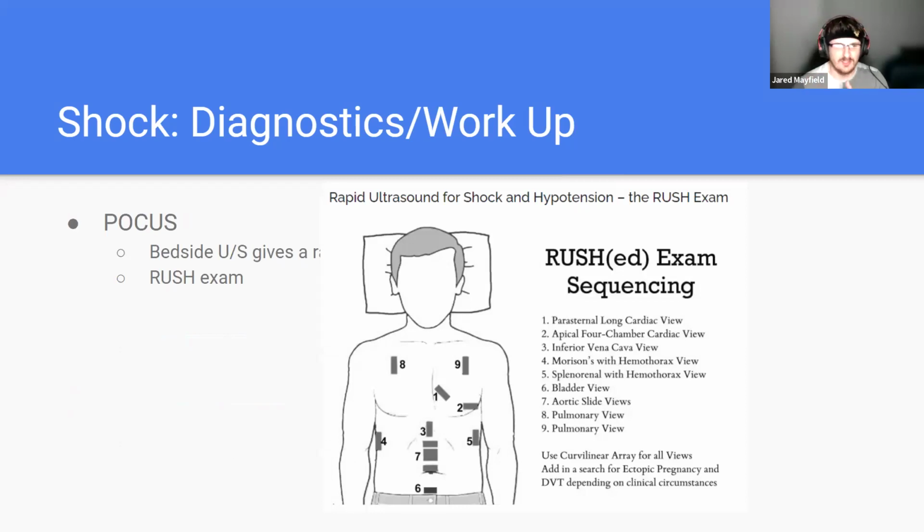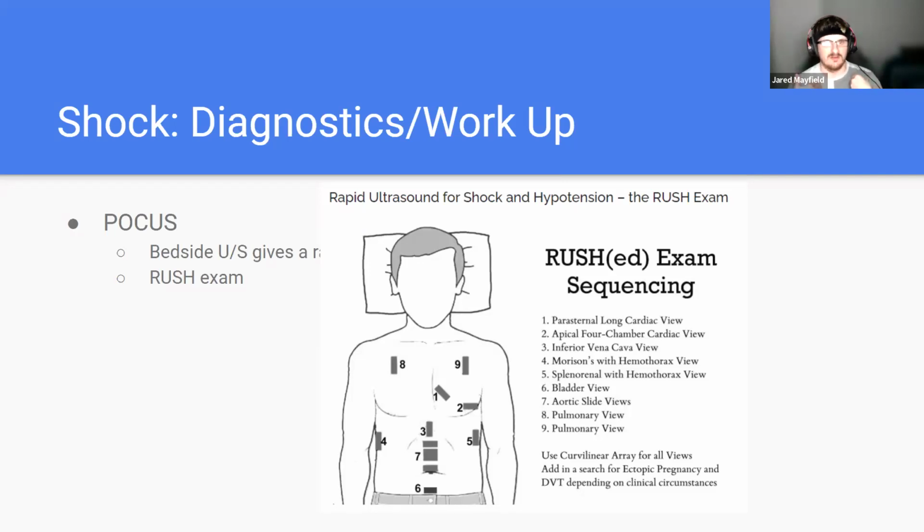I say this in almost all my lectures. Ultrasound and POCUS are becoming like the standard of care for almost everything. And if your patient comes in acutely ill, you're going to want to obviously talk to the patient, family, EMS, and all that stuff at the same time. You'll do POCUS to get a rapid assessment. And this particular exam is called the RUSH exam, or the Rapid Ultrasound for Shock and Hypotension. And all it is basically the FAST exam plus a couple extra steps.